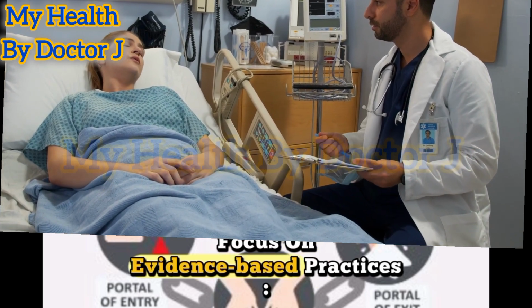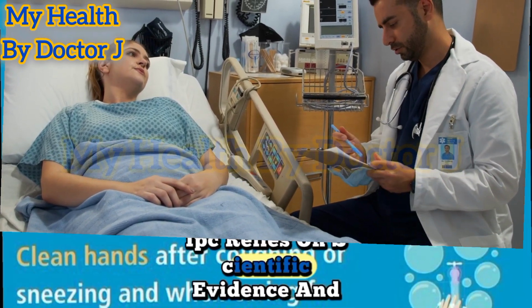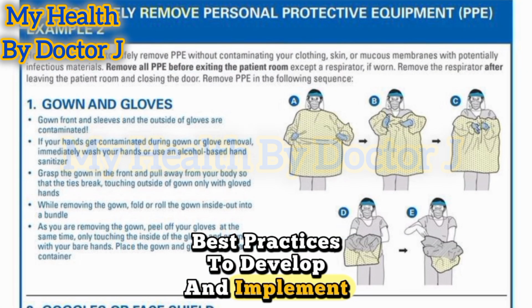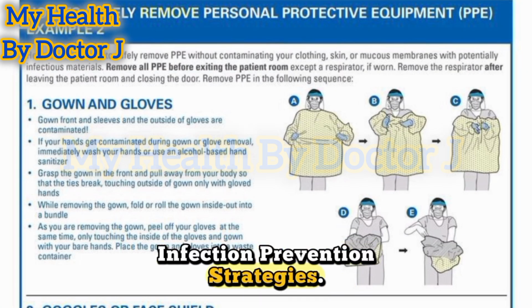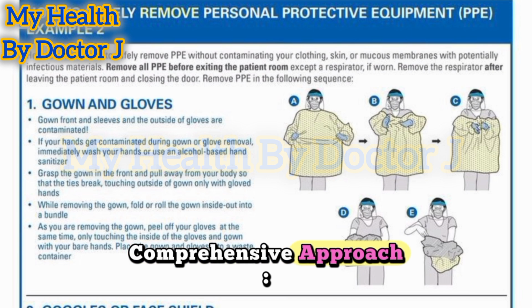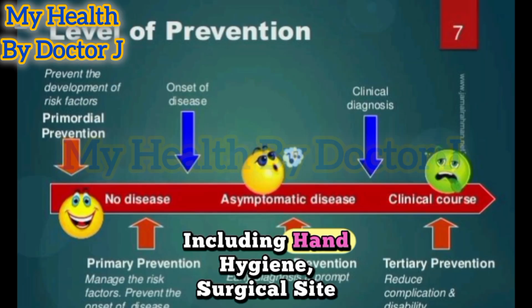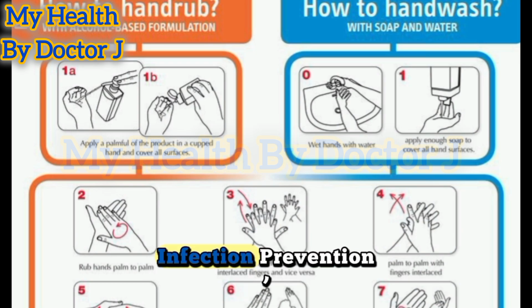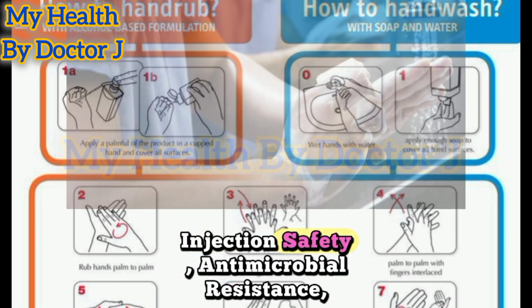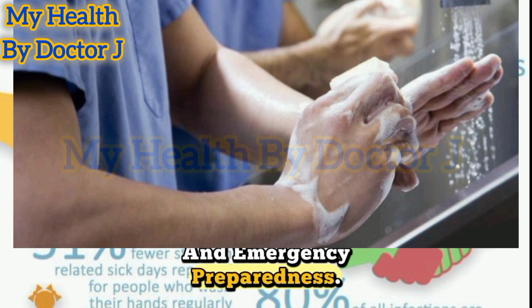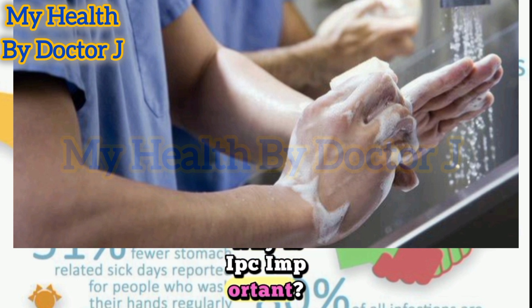Focus on evidence-based practices. IPC relies on scientific evidence and best practices to develop and implement infection prevention strategies. Comprehensive approach. IPC affects all areas of healthcare, including hand hygiene, surgical site infection prevention, injection safety, antimicrobial resistance, and emergency preparedness. Why is IPC important?